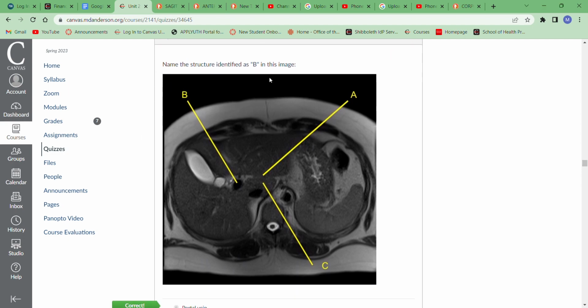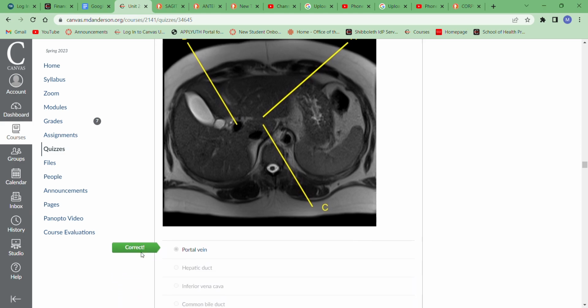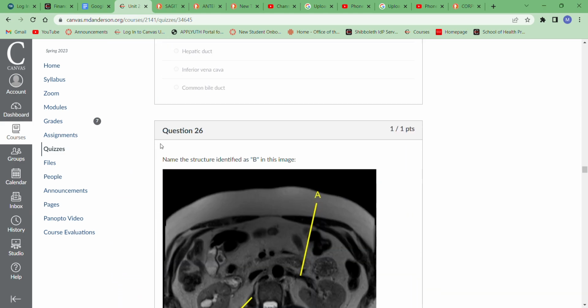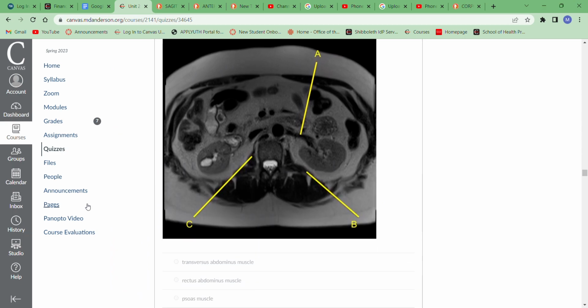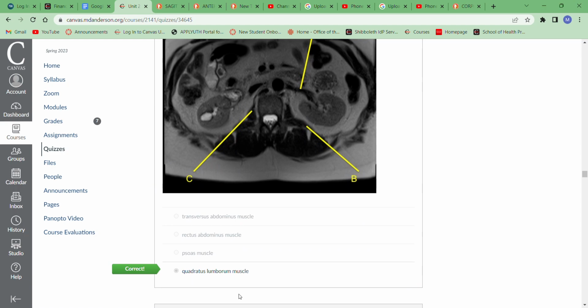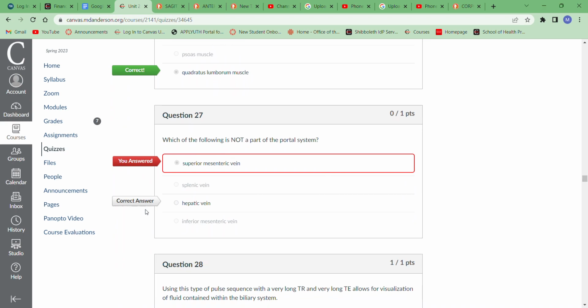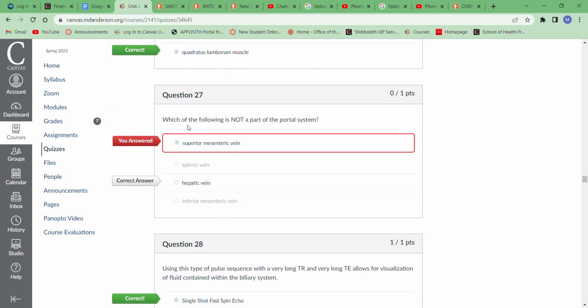Name the structure B. That is your portal vein. Name the structure B in this image. Structure B in this image looks like a muscle. That is the quadratus lumborum muscle. It's going to the side of the vertebrae there. Which of the following is not a part of the portal system? The hepatic vein is not a part of the portal system. You know what is a part of the portal system? Superior mesenteric vein, splenic vein, and the inferior mesenteric vein. Okay?